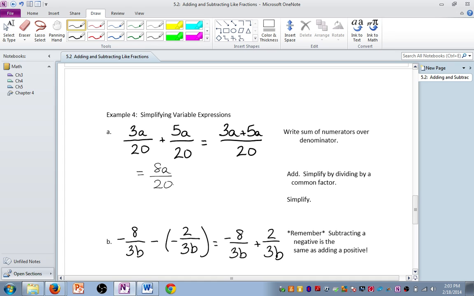And what you want to do now is look for a factor that goes into both of them evenly. I know that they're both even, so they can be divided by 2, but I'm going to want to look for their largest factor. I know they're both divisible by 4. So if I divide 8 by 4, that leaves me with 2. And if I divide 20 by 4, that leaves me with 5. So when I rewrite this to simplify, that leaves me with 2a over 5. And that's your final answer.